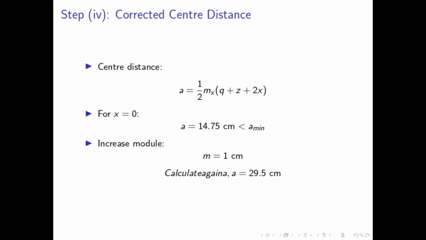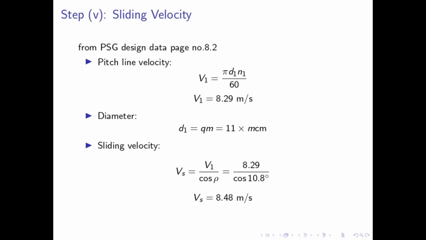So to get a design as safe value, only thing is we have to increase module. Here, if we increase module little bit, from page number 8.2, we will get discrepancy. So the maximum value up to module 1 centimeter can be taken for design of spur, helical, worm, etc. So we have selected module equal to 1 centimeter, that is 10 mm. And if we have chosen module as 1 centimeter, again everything is changed and center distance is calculated. Now we get A equal to 29.5 centimeter, which is little bit higher than the A minimum value, so our design is safe.